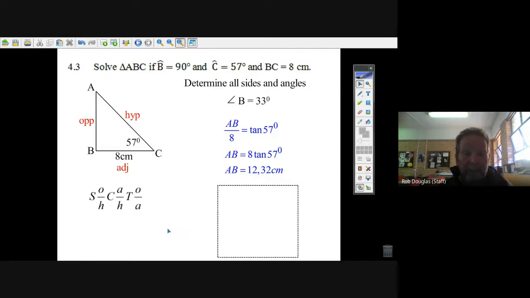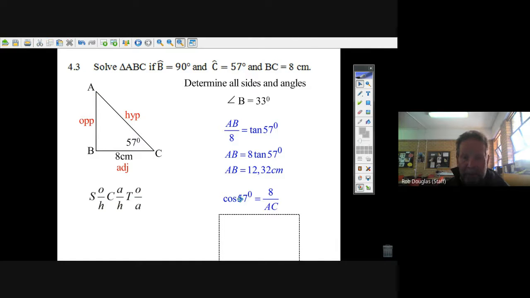Okay, the next question is a little bit different. We're going to try and find the other side. We've got AB. The only side we don't know is the hypotenuse. Well, we could take this side that we know, the adjacent, 8, over the hypotenuse. We know that the cosine of 57 degrees is adjacent over hypotenuse. So the cosine of 57 degrees is equal to 8, the adjacent side, over the hypotenuse AC.